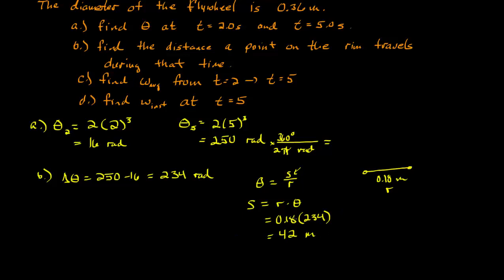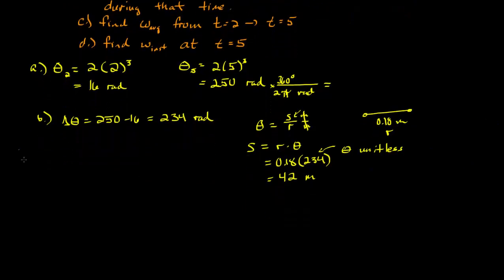Now wait, you might say, this was meters, this was radians. How come it's not meter radians? Actually the theta is unitless. When we put radian here, it's just for our own sake, so that we know that we're measuring in radians. But it's a unitless measure, because our s and our r would be meters over meters, and those would cancel out. So we're all good. All right, C, find the average velocity over the same time.